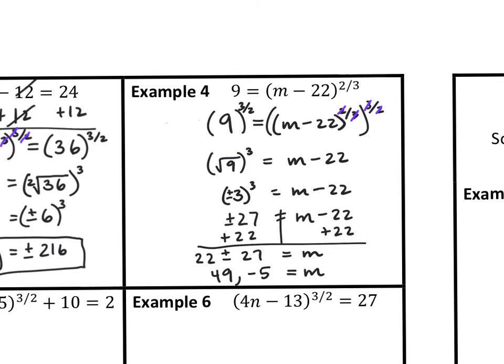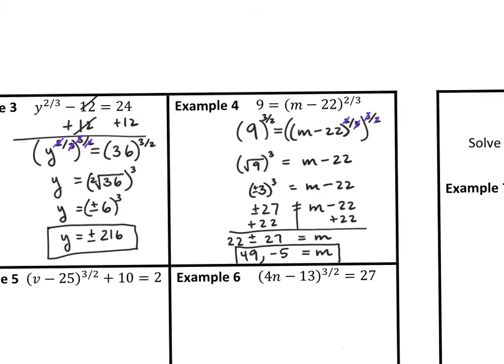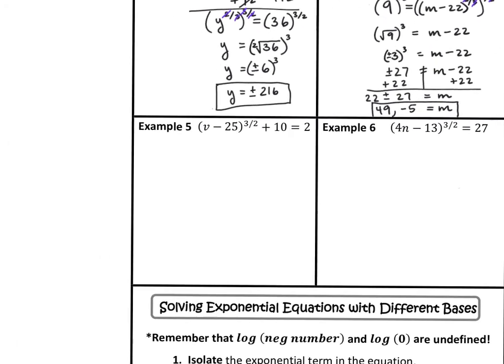So we get two answers here: positive 49 and negative 5. Okay? Positive 49 and negative 5. Let's go to example 5.